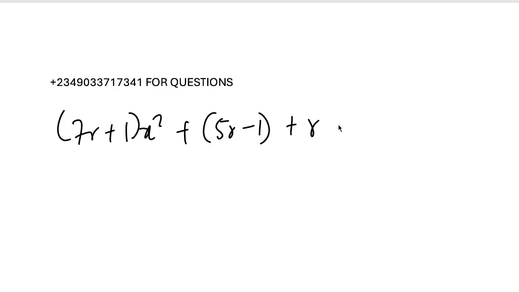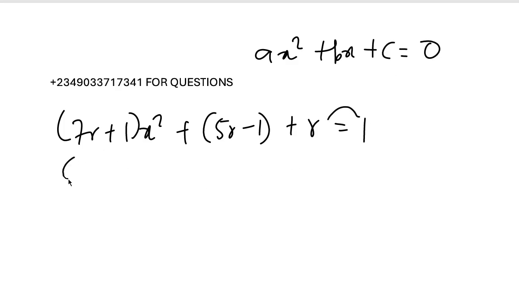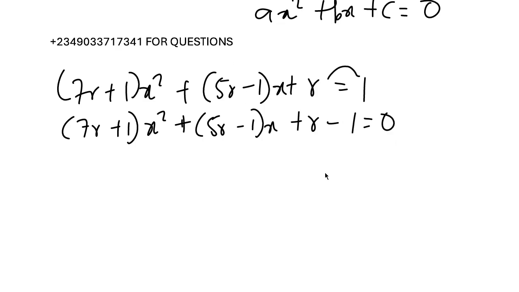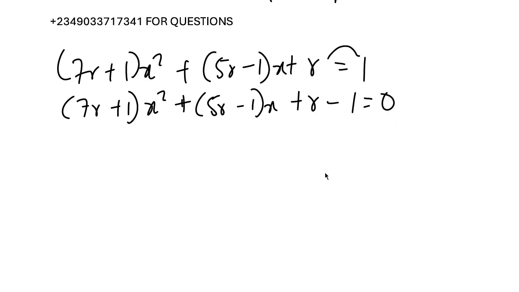So let's continue. The original equation we're given is 7r plus 1 x squared plus 5r negative 1 x plus r equal to 1. But you know that the general quadratic equation is given by ax squared plus bx plus c equal to 0. But this is equal to 1. So you take this one backwards and it becomes 7r plus 1 x squared plus 5r negative 1 x plus r negative 1 is equal to 0.